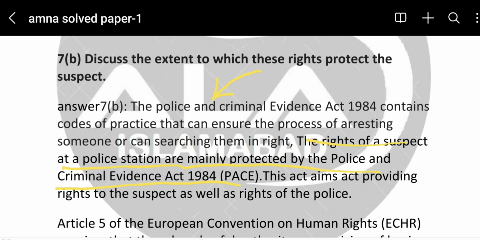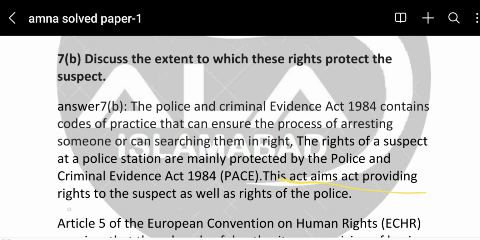First of all, you have to tell that this act contains different codes that ensure that all the people who are arrested will get rights. After telling that, then in the second line you have to say the rights of a suspect are included in this act, the Police and Criminal Evidence Act 1984. This is how you have to write your answer.